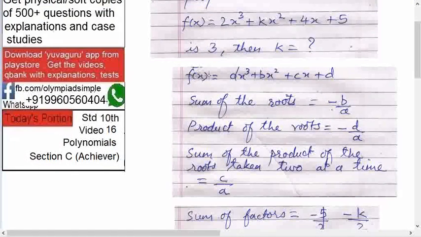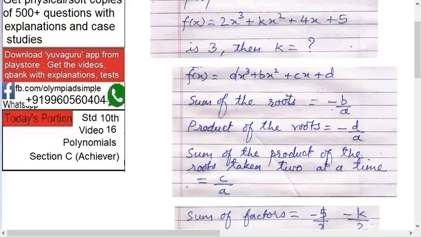Therefore f(x) equals, if ax cube plus bx square plus cx plus d, then sum of the roots equals minus b upon a, product of the roots is minus d upon a, sum of the product of the roots taken 2 at a time is c upon a. Remember this formula by heart, or this expression by heart.